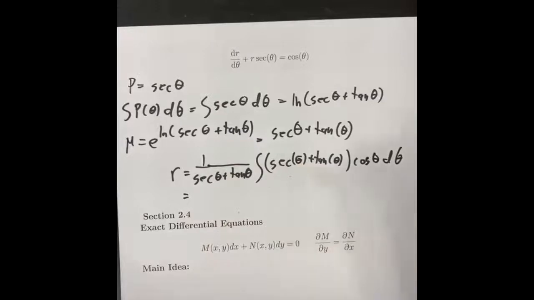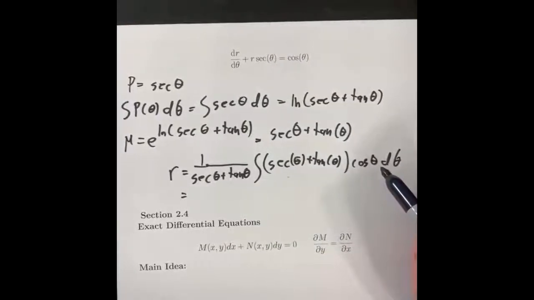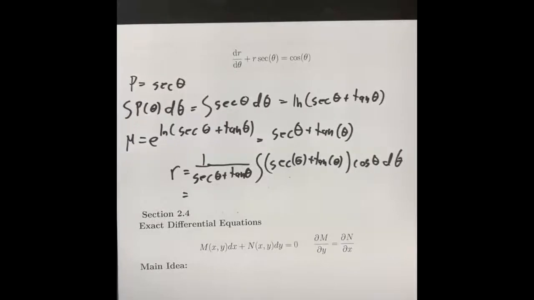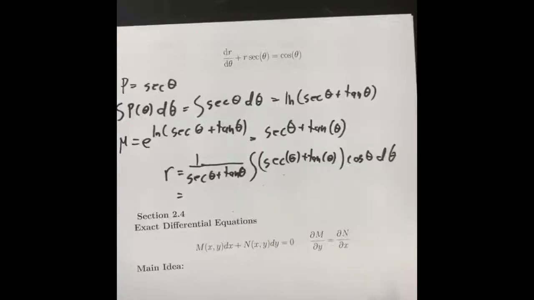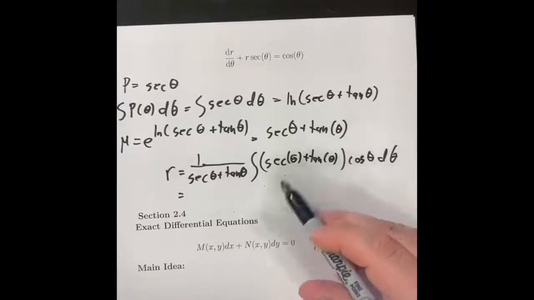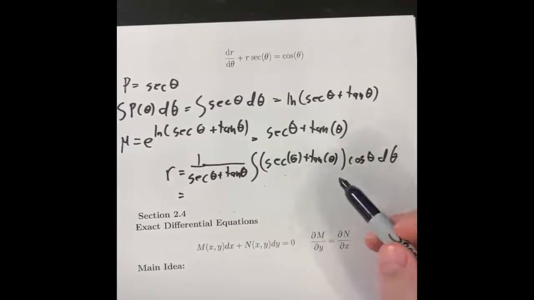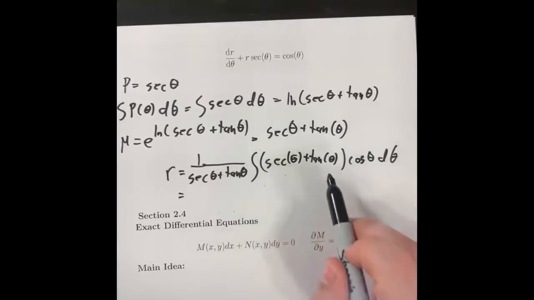All right, so we need to do this antiderivative right here. Let's distribute the cosine. We get secant times cosine. Secant is 1 over cosine, so those cancel out, and we're just left with 1. And then we have tangent times cosine. Tangent is sine over cosine, so the cosines cancel again, and that's just going to be sine. So this is a 1 plus sine.